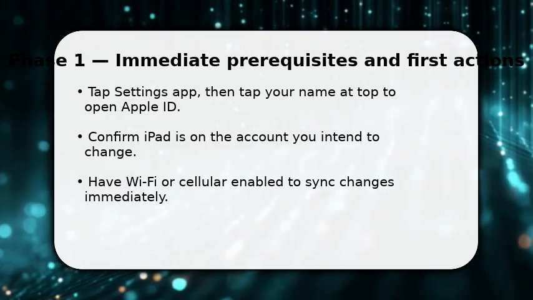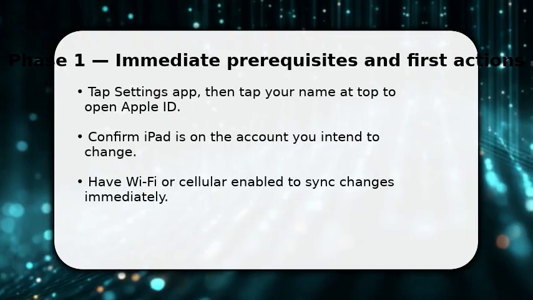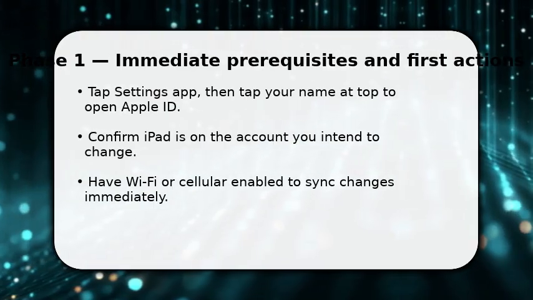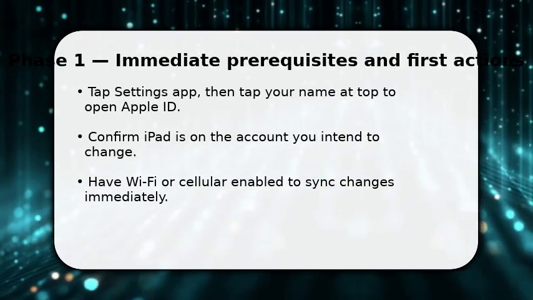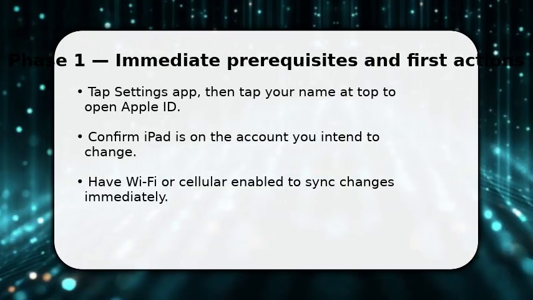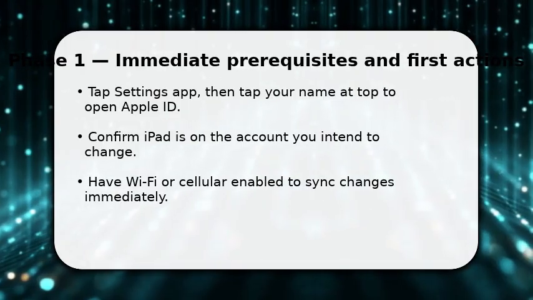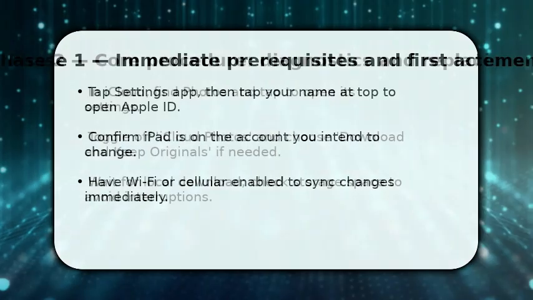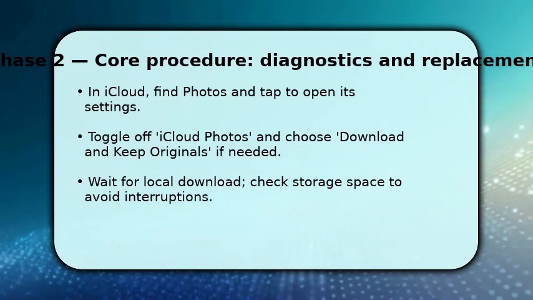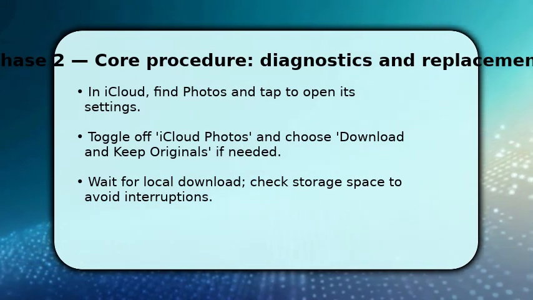This prevents partial changes. Next, scroll to iCloud in the Apple ID page and tap it. This brings up iCloud services. This step is critical because turning off photos happens inside iCloud settings, not the Photos app, so stay on the Apple ID screen. In iCloud settings, tap Photos to access iCloud Photos controls.